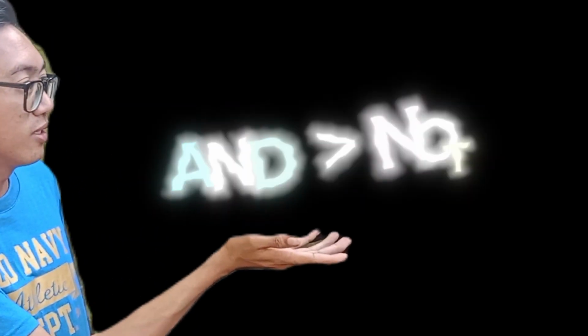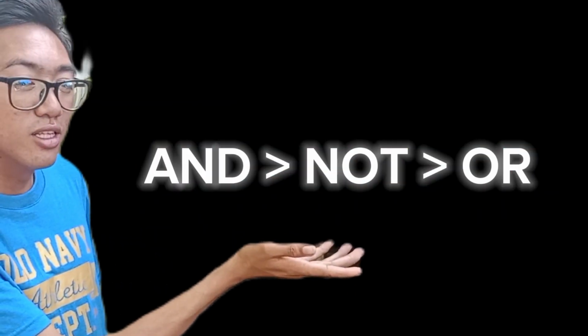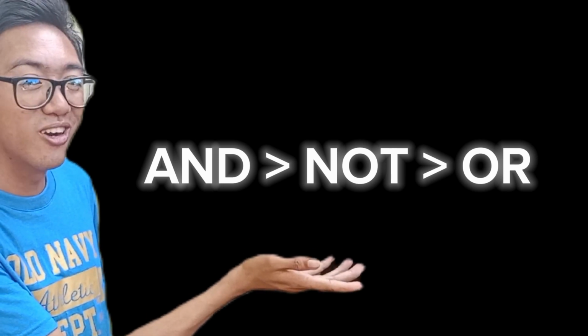There are three types of basic logic gates: the and, the not, and the or. John Mark will introduce you to these types of logic gates.